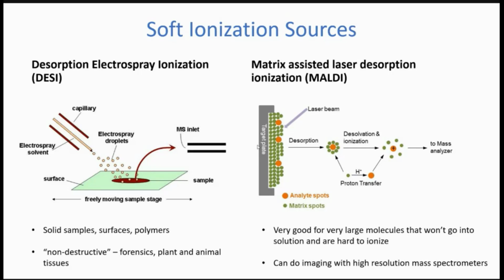This is really good also for large molecules. A lot of people still use MALDI with proteins and other types of oligos from gel electrophoresis. So you could excise bands from gels and then put them into this matrix and see how it works. You can also do imaging with high resolution mass spectrometers.